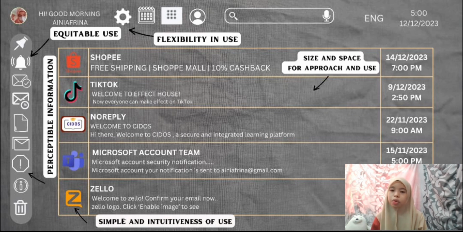Alternative text labels for all elements. This ensures that users with screen readers can understand the purpose of all elements on the page.